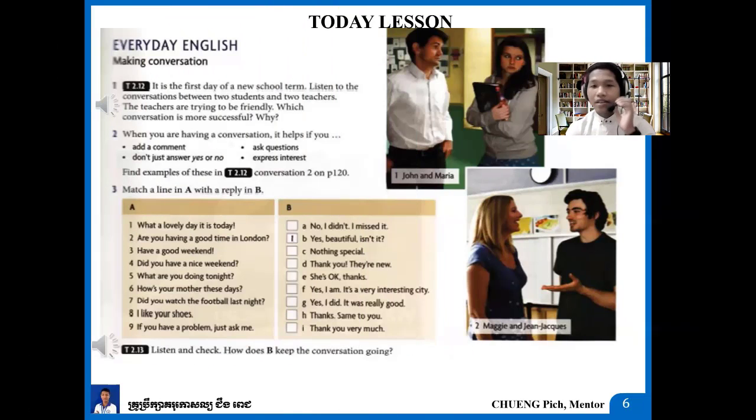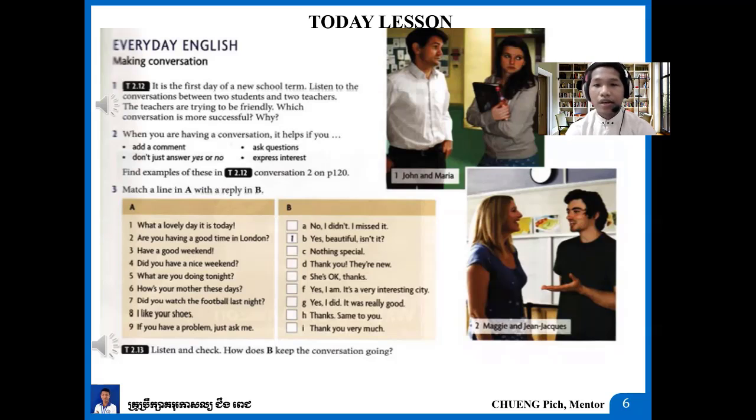Okay, guys. After listening, you can see that these are two conversations between students and teacher. So the first conversation is between John and Maria. John, as you can see, is a very friendly teacher, trying to talk to Maria. However, Maria doesn't reply properly or friendly to the teacher, so the quality of the conversation is not really good.